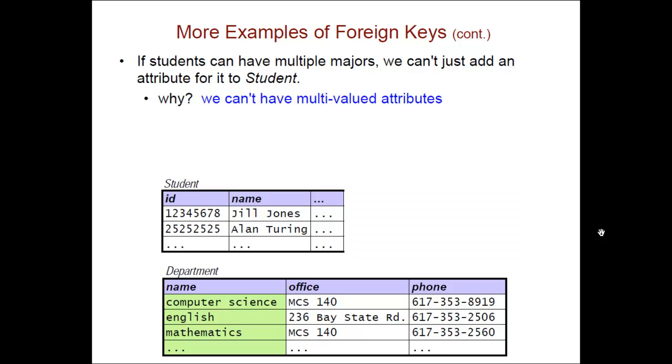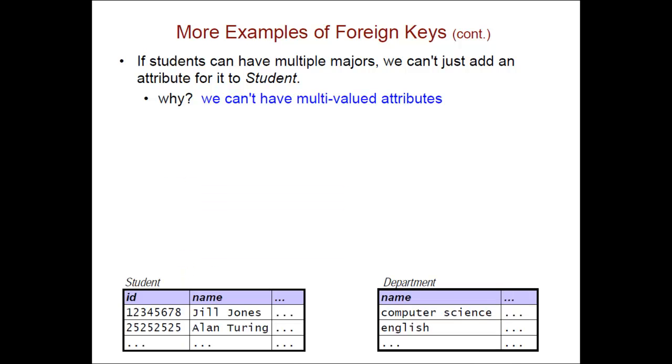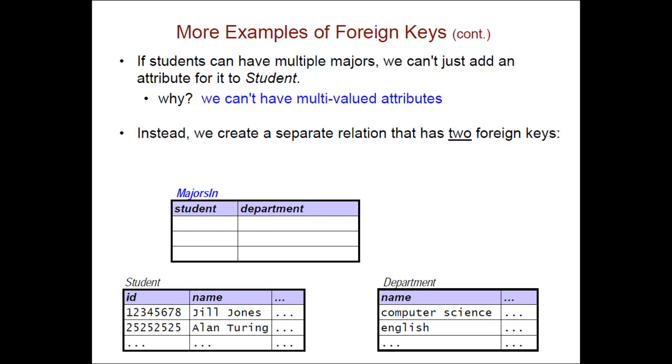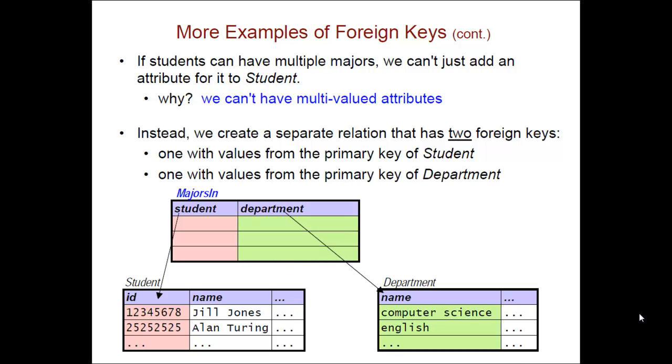We're actually going to remove that foreign key from student. So student goes back to being the way it was before. And instead, we're going to create a separate table whose sole purpose is to capture these relationships. I'm calling this new relation majors in, and it actually has two foreign keys. One that connects it to the student table, so it takes on values from the primary key of student, and another one that connects it to the department table and takes on values from the primary key of that table.